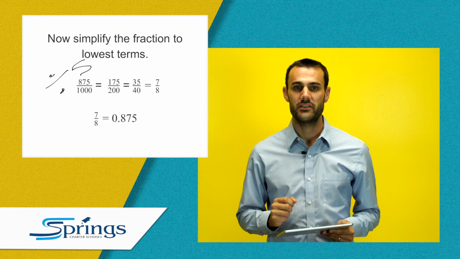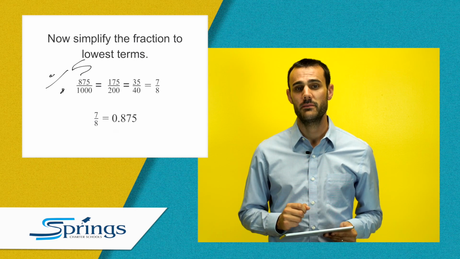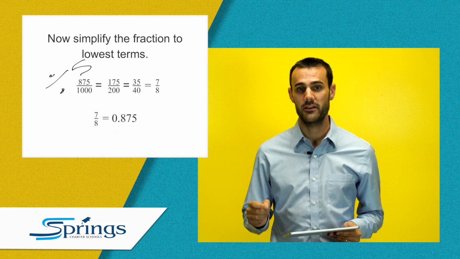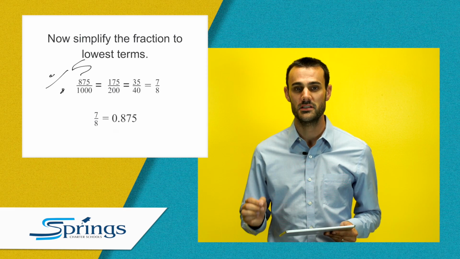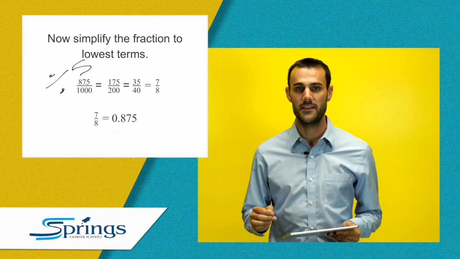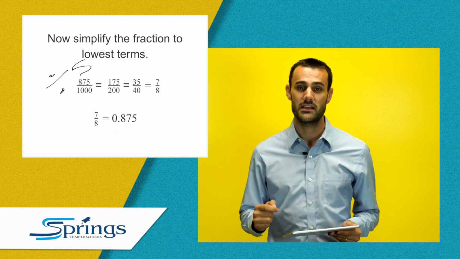So 175 divided by 5 is 35, and 200 divided by 5 gives you 40. So we have 35 over 40. Again, we can divide by 5 to get our final simplified answer of 7/8. So we can again say that 7/8 is equivalent to the decimal 0.875.